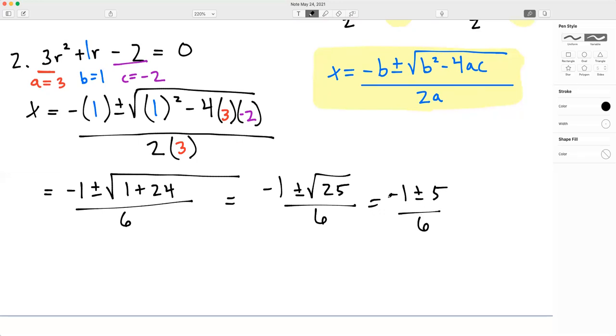Okay? And if you want, you can leave your answer kind of like this. I don't really mind a whole lot. You can figure it out too. That's fine. So x equals negative 1 plus 5 is 4. 4 divided by 6 is 2/3. Or negative 1 minus 5 is negative 6, divided by 6 is negative 1. So those are our two answers that we got from looking at this thing. The plus version and the minus version. Okay.